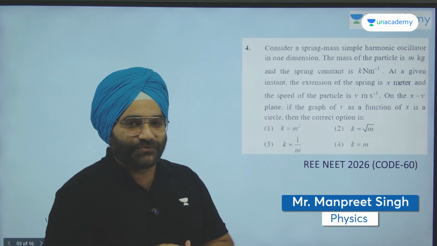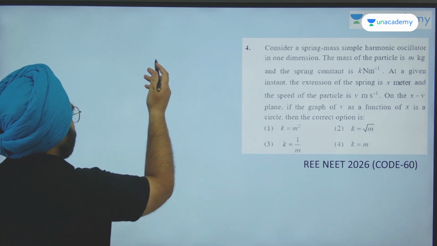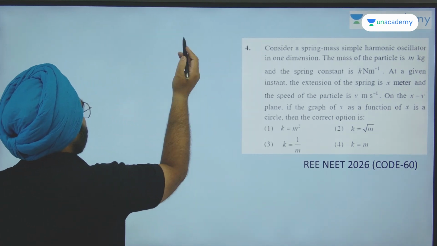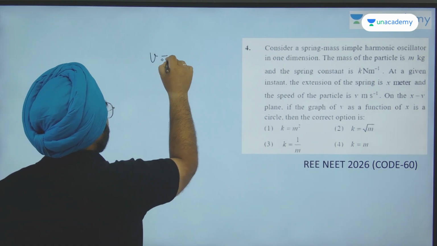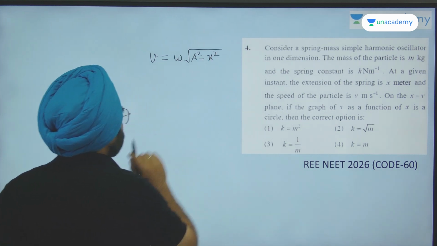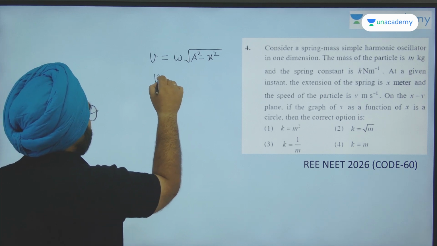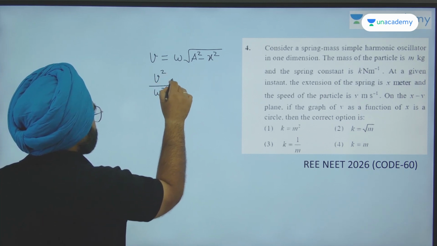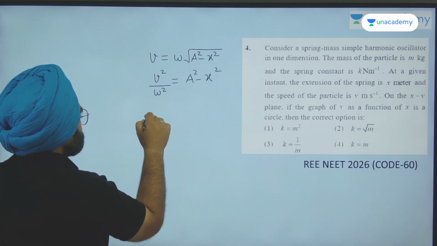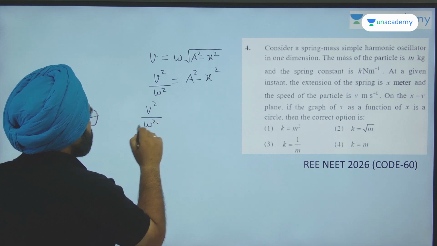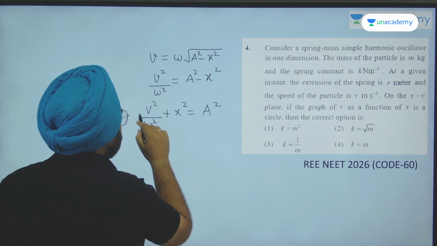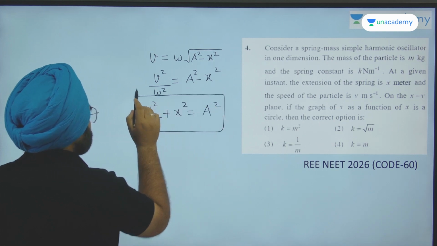Now what is the condition for that? Very simple. How do we write the velocity in case of SHM? The formula for velocity is v equal to omega times square root of a square minus x square. If I am squaring on both sides, we will get v square upon omega square equal to a square minus x square. Now in this case, v square upon omega square plus x square will become a square. Got it? Understood? This is the equation we get.